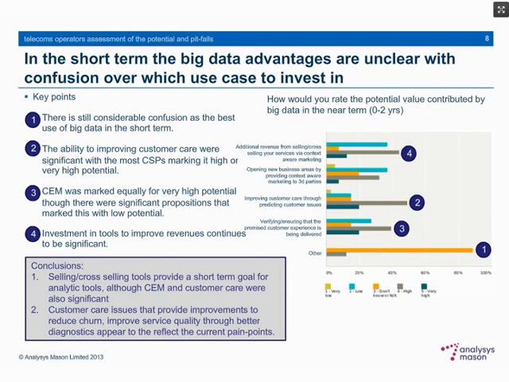The third section is looking at improving customer care through predicting customer issues. The fourth one is verifying or ensuring that the promised customer experience is being delivered. And the final one is just other. And they're broken into different sections, which are the same for the following slide as well. The top green section is actually very low. The top right-hand one is very high.